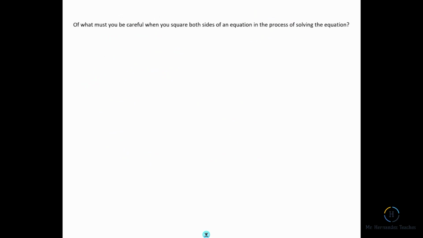And I've pretty much answered this question on the last problem: what must you be careful of when you square both sides of an equation in the process of solving the equation? The answer is you could possibly end up with extraneous solutions. So extraneous solutions is what we're looking for here. In order to avoid extraneous solutions, you have to check each of your solutions.